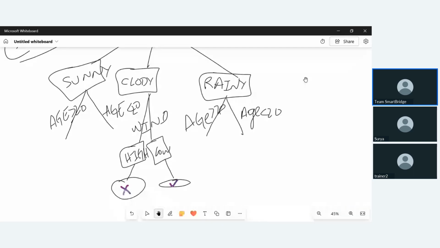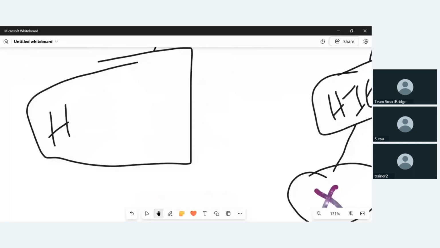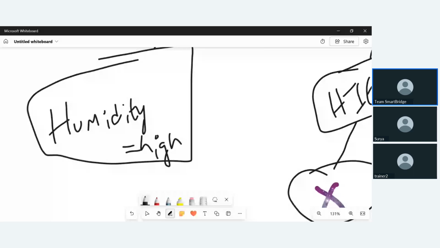But coming to sunny, you will not be interested to play in the sun even if you're elder or older. Okay, so let's take this condition of sunny where we will be having some specific conditions where we'll check with humidity. So if my age is greater than 20 and if the humidity is low... humidity is high, we will be taking another thing, that is humidity is low.